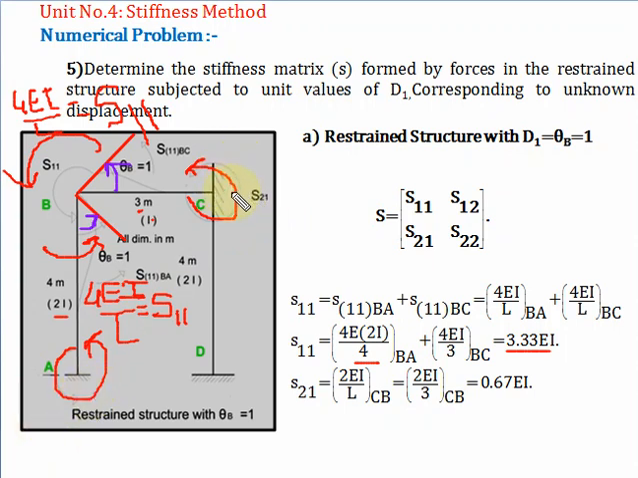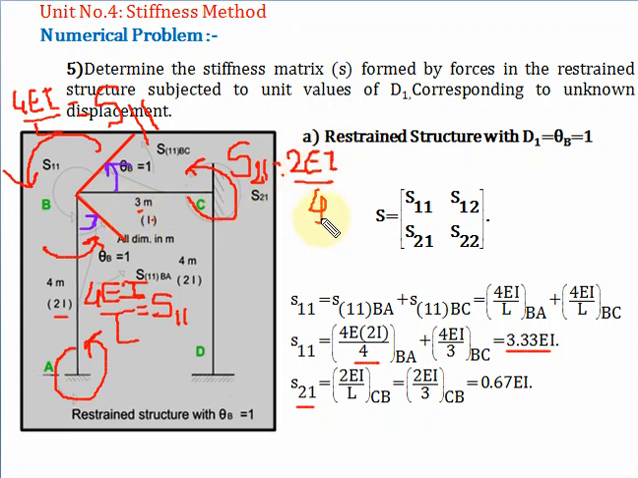But here, support C is our second unknown. So what is the unknown number? 2, where the unit rotation is applied at 1. So it will be S21. So half of that will be 4 EI upon L.